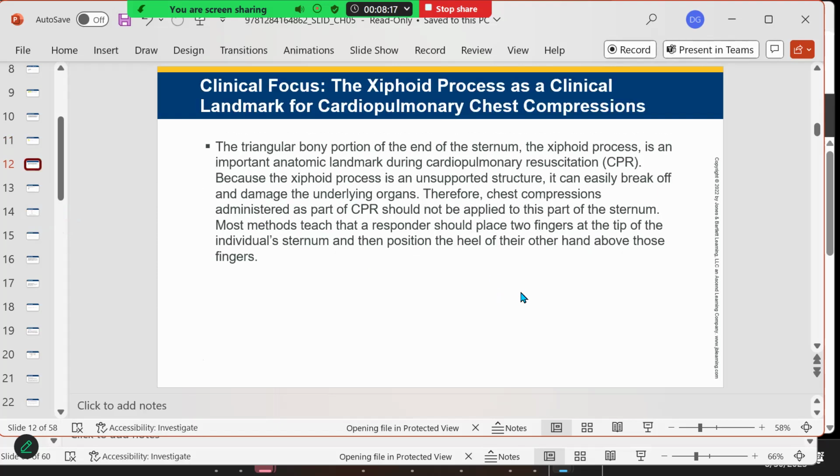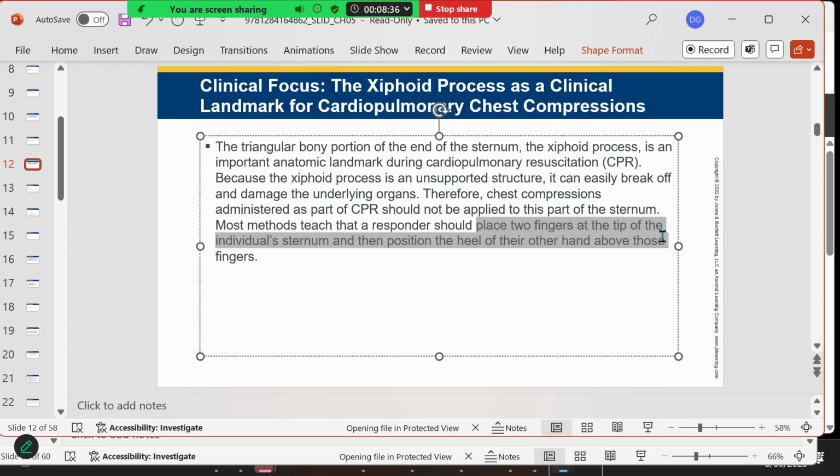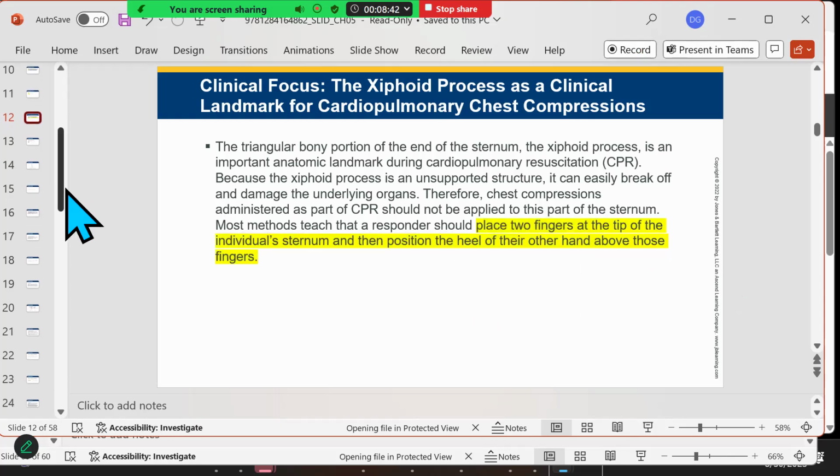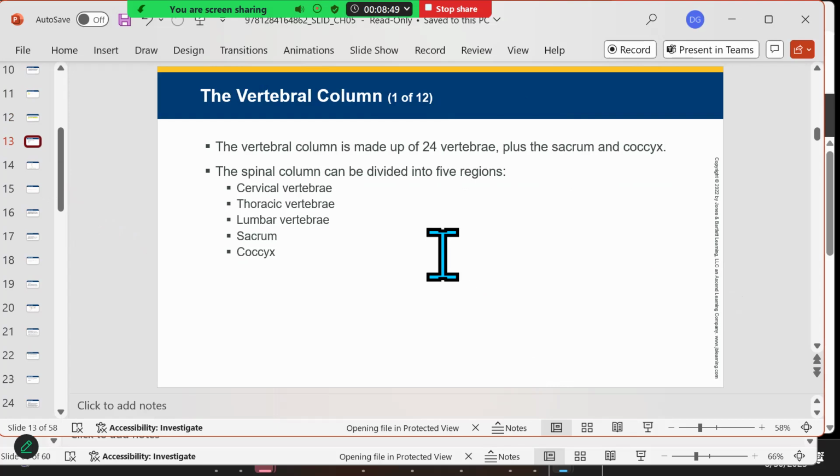The triangular portion of the sternum, the xiphoid process, is a landmark for CPR. We want to be above that xiphoid process. It's cartilage, and we can actually damage that. We want to be above that on the lower half of the sternum. Most methods teach a responder to place two fingers at the tip of the sternum and then position the heel of the other hand above those fingers. So it's the lower half of the sternum that we're compressing. There we go. If you guys have not had CPR yet, you will, and probably before you head to your first clinical day.